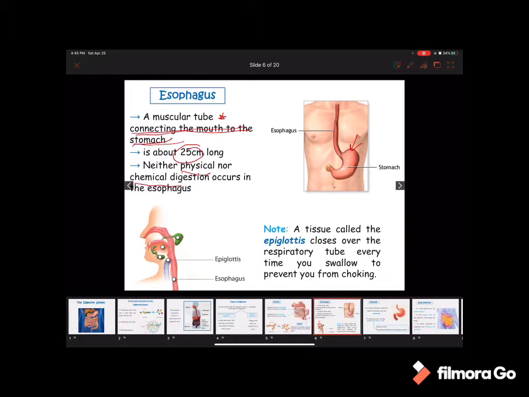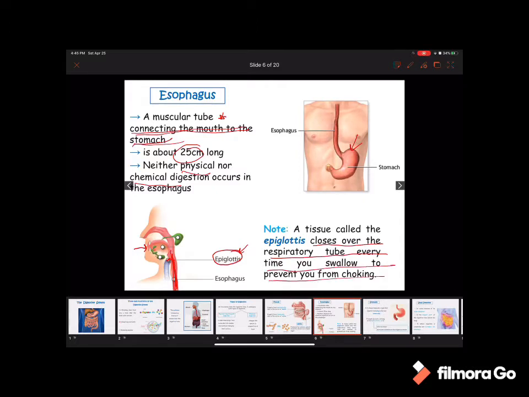However, here in this picture, they show you that if this is the mouth right here, this is the esophagus. You see it? All right. Right by the esophagus here, I have a flap called the epiglottis, which we talked about in the respiratory system. And we said that this structure right here is very important because it closes over the respiratory tube every time you swallow to prevent you from choking.